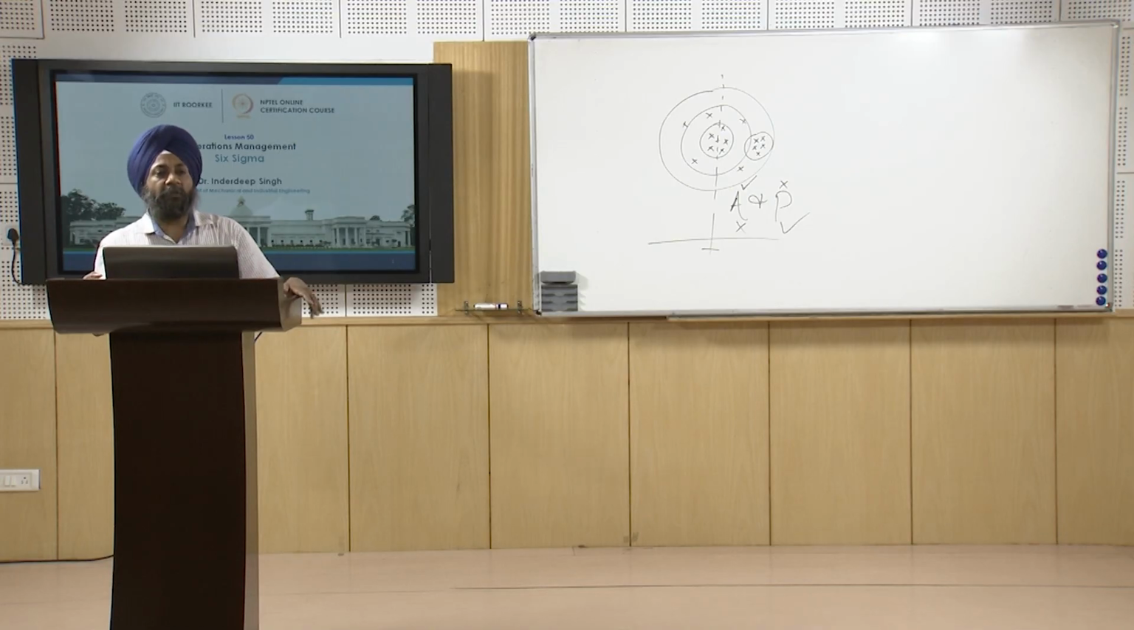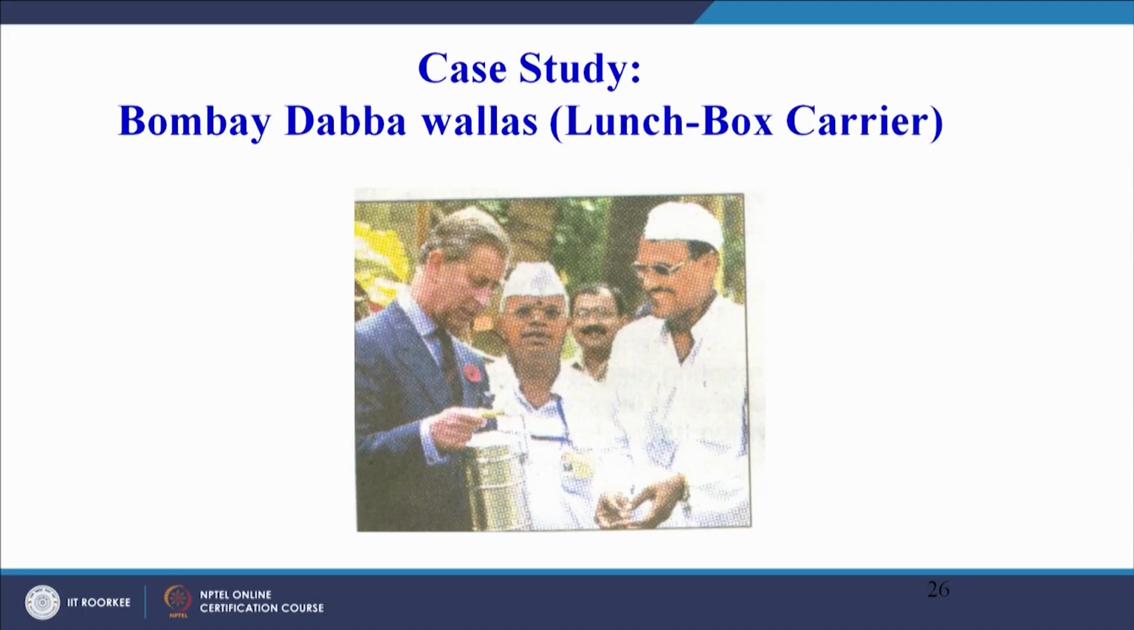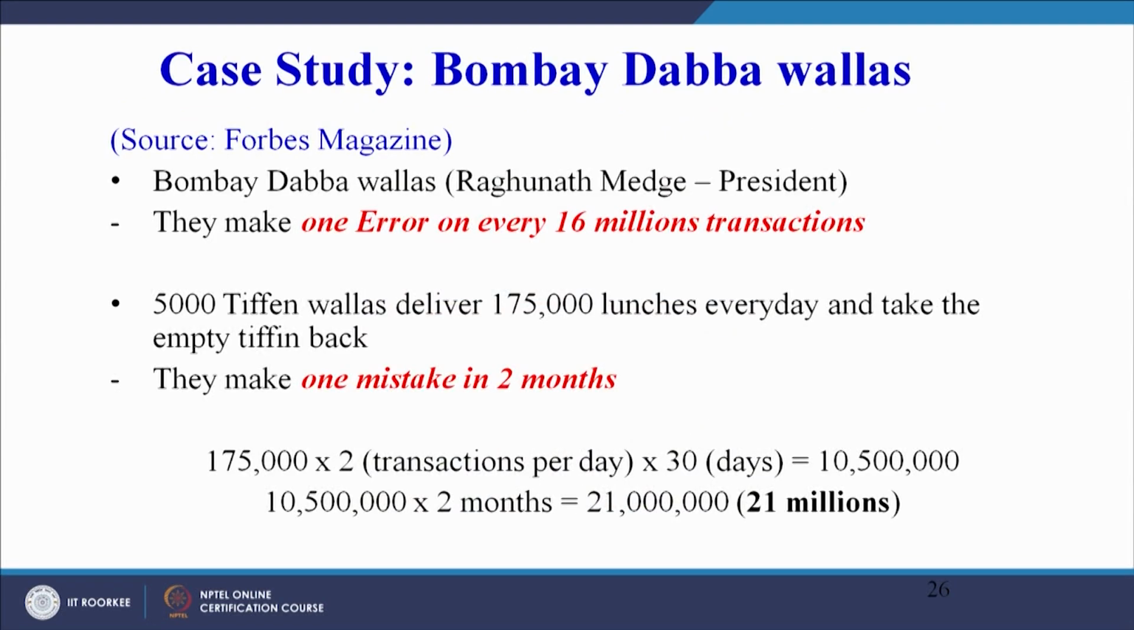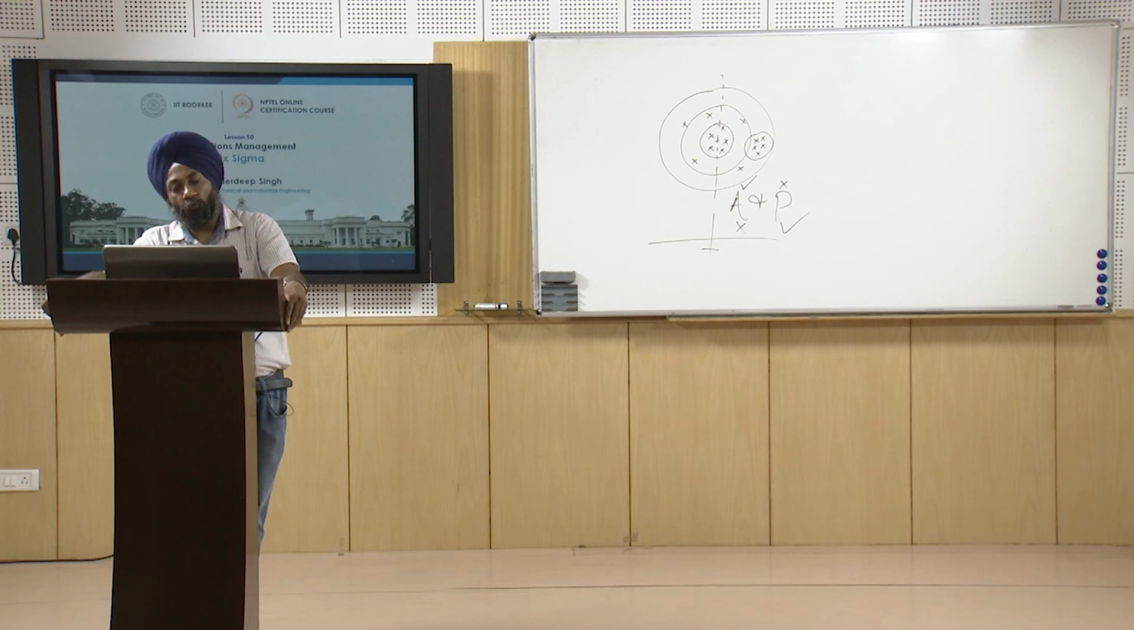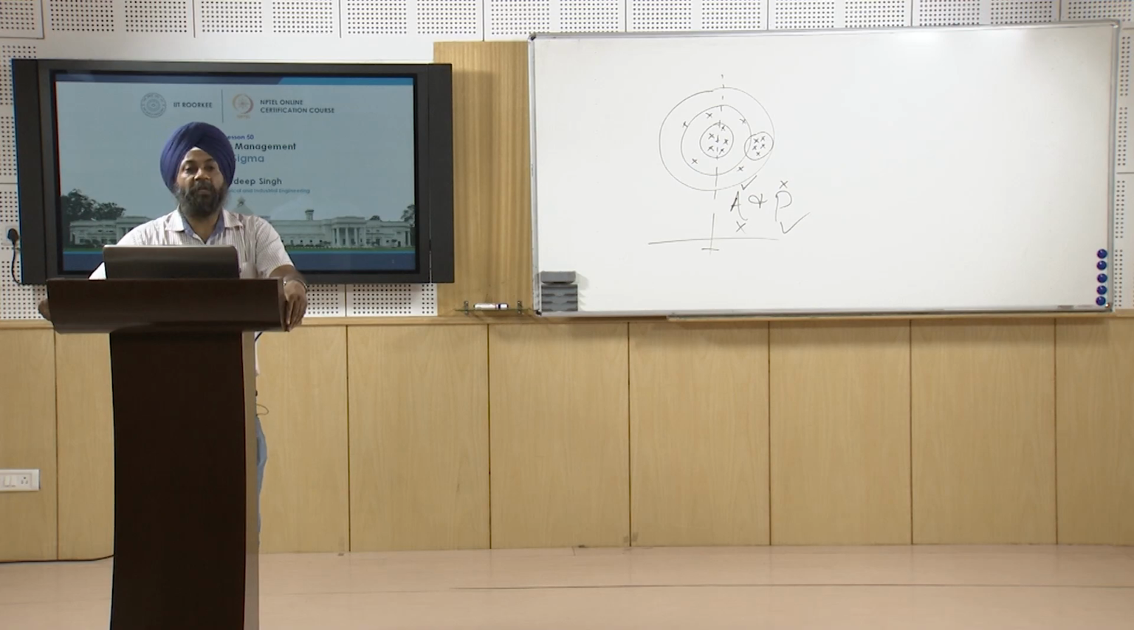And let us take a very simple example, a case study of Bombay Dabbawala's lunch box carriers, who supply lunch to office-going people in their offices and then collect back the used lunch boxes. This is the last slide. The source is Forbes magazine. Bombay Dabbawala's president is Shri Raghunath Medge. They make one error on every 16 million transactions. So you can see we are accepting 3.4 defectives per million, but here we see one error for every 16 million transactions.